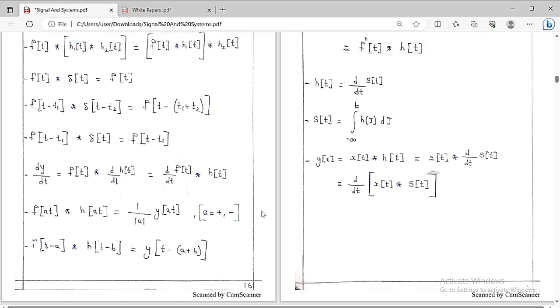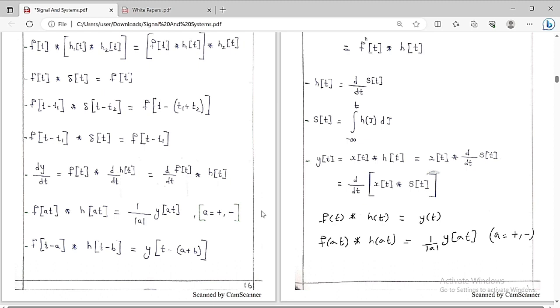Then the next thing, listen carefully to this formula. Suppose f of t convolution of h of t is nothing but y of t, then f of a t convolution of h of a t is equal to 1 by mod a into y of a t. This is a very important formula. A can be either positive or negative. You will definitely get confused by this formula, so that is the reason I recommend you remember it many times.